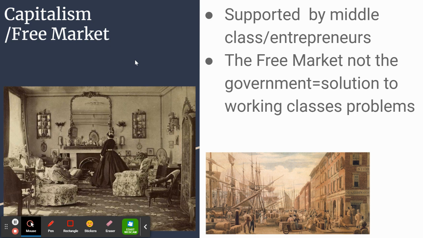The whole idea is that the solution to the working class's problem. So we're going to see the focus of a lot of this stuff is on the working class, those people who are toiling in the factories and living in the tenements. The capitalists will say that the free market, not the government, the free market, allowing people to open up businesses and make their own economic decisions, that will solve the working class's problems. They would say, let the working class open up a business and they will work themselves out of the tenements and they could become middle class themselves.